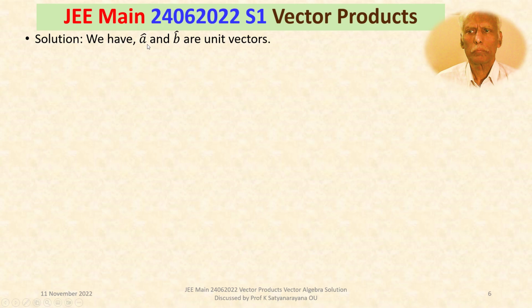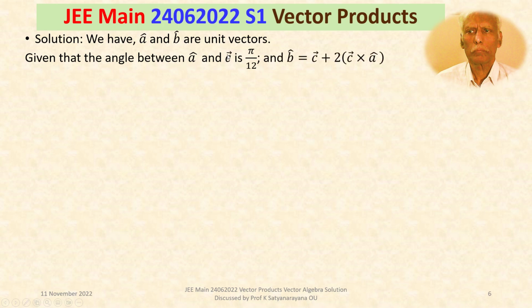We have A and B are unit vectors, and given that the angle between the vector A and vector C is pi by 12 and vector B is given to be vector C plus 2 times vector C cross vector A. Now mod B square is none other than 1, but mod B is this, therefore C bar plus 2 times C bar cross A bar, make a dot product with itself, because mod B square is B dot B, therefore this dot this. Now make a dot product.